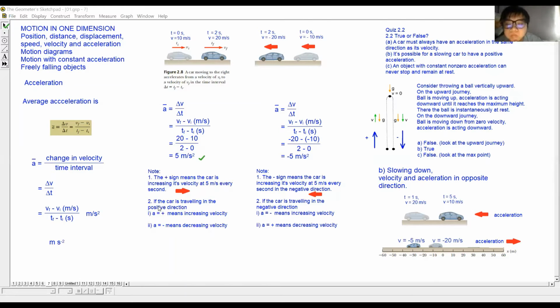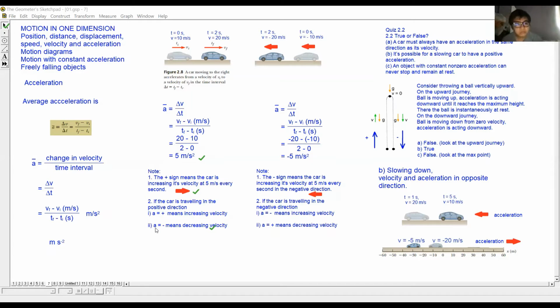Another thing is the car is traveling in the positive direction, from left to right. So the velocities are all positive, they are moving in the positive direction, and they are increasing the velocity. So you have acceleration being a positive number. Now, if the car is moving from left to right and you have a negative velocity, a negative acceleration, sorry.